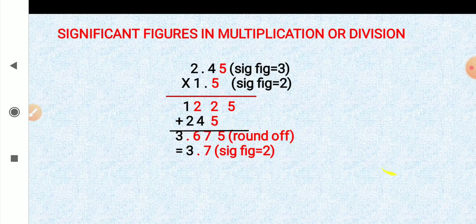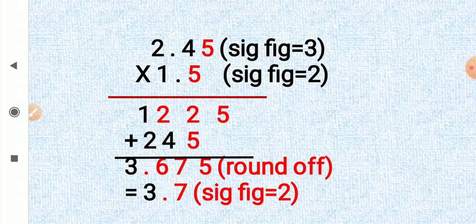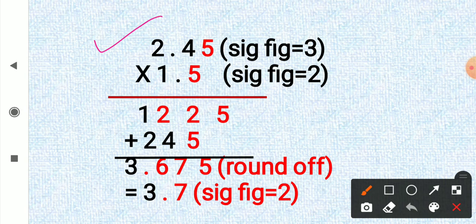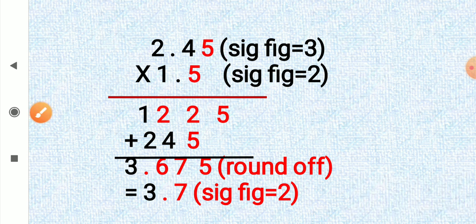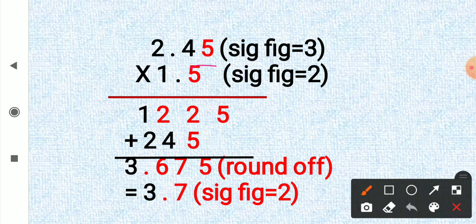So a very simple example of multiplication here. You can see we are multiplying 2.45, which has 3 significant figures, by 1.5 which has 2 significant figures, and the last digits are not reliable. I have shown them in red. So see, when you multiply by 5, then 5 is unreliable, and 5 multiplied by 5, unreliable times unreliable, you will get unreliable.